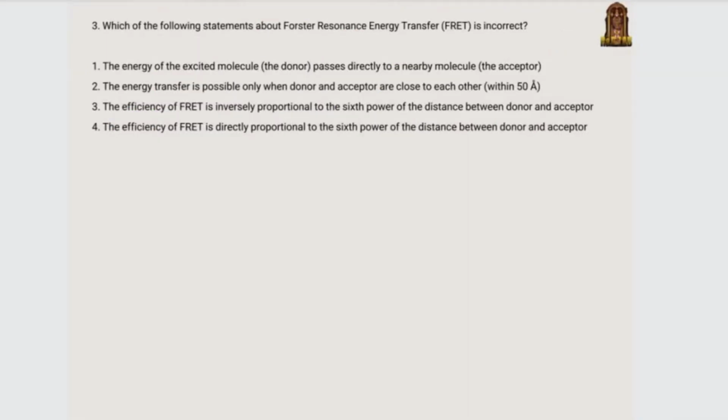So here are certain statements regarding the FRET technology, and you have to select which one is the incorrect one. So what is that FRET technology? It depends on the activity of fluorescent probes. One should be the donor and one should be the acceptor. How does it become donor and acceptor?